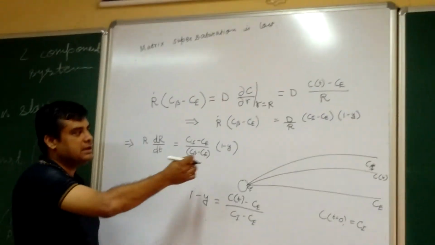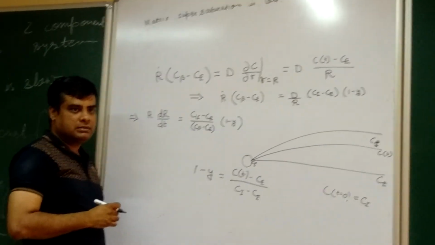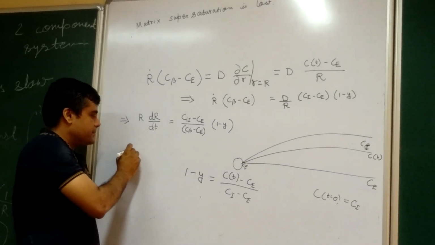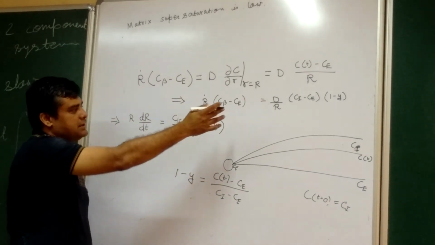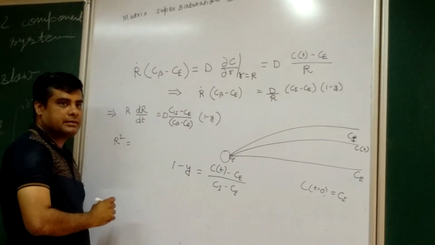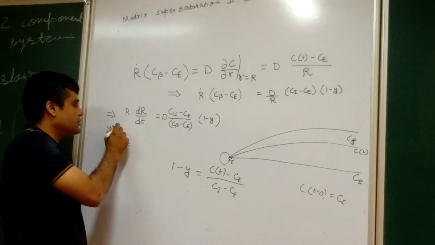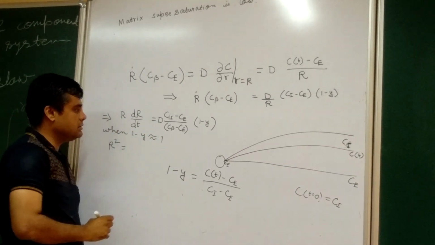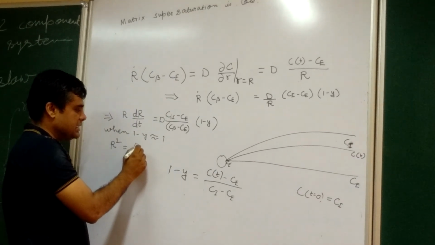But at the very beginning of the process, when 1 minus y is almost 1, then it will be R squared. Did I miss something? I missed capital B. When 1 minus y is 1, then R square will be the Ci minus Ce.